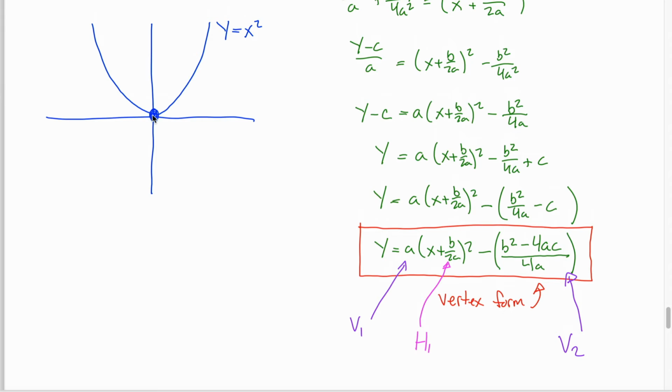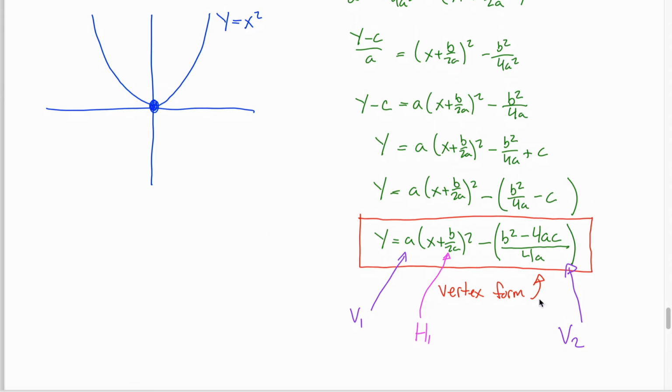Well, let's see. It starts out at 0, 0. Maybe I'll apply my vertical transformations first. My first vertical transformation says multiply all the y values by a. So this y value is originally 0. 0 times a is still 0. And then I have to subtract b squared minus 4ac divided by 4a from that 0. Well, 0 minus b squared minus 4ac over 4a is just negative b squared plus 4ac divided by 4a. And that expression will represent where the y coordinate of the vertex ends up.